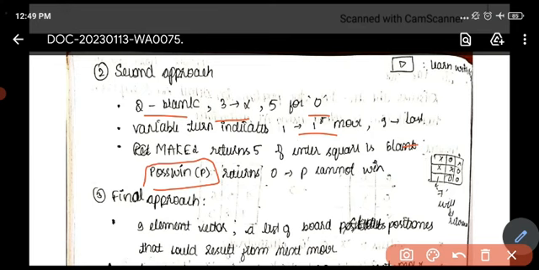And the third, final approach is a list of positions that could result from the next move. For example, if I move here, to this position.